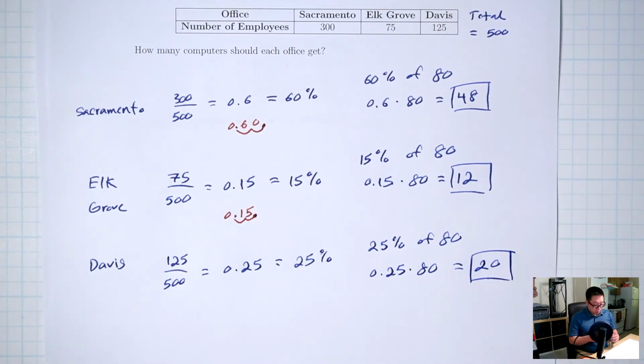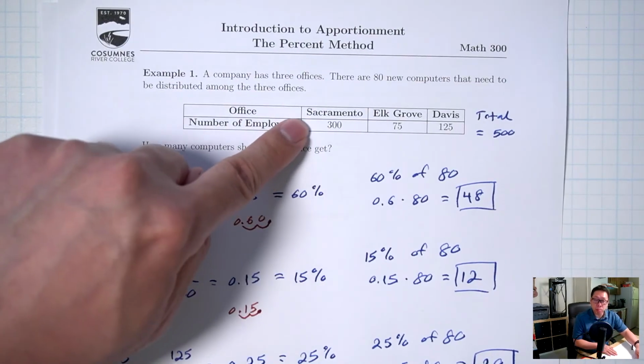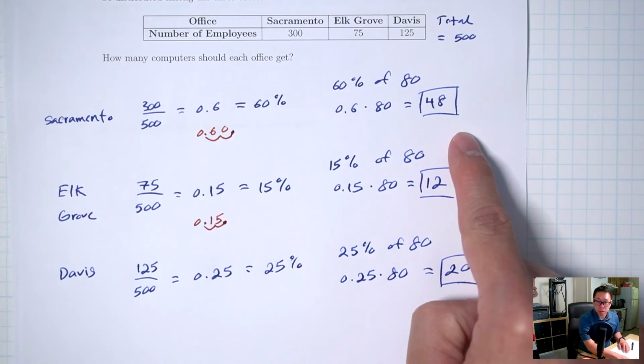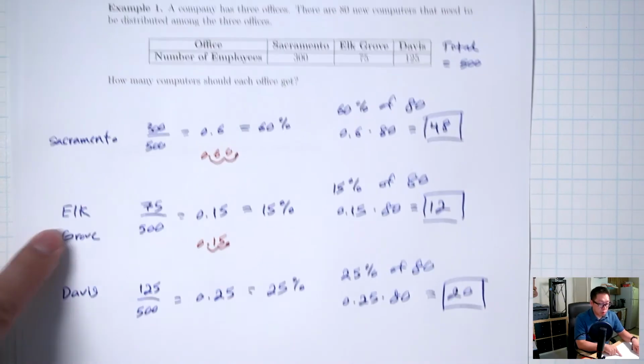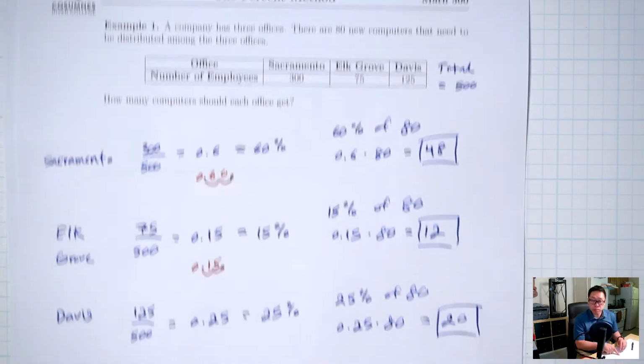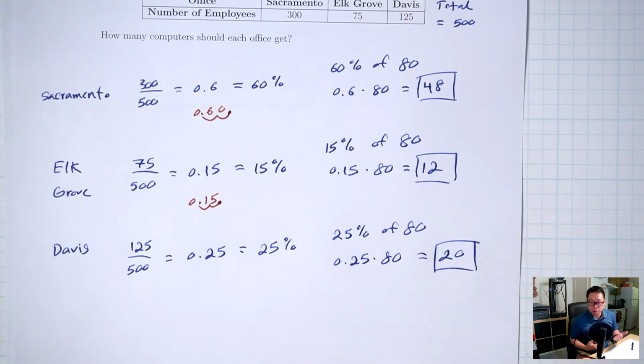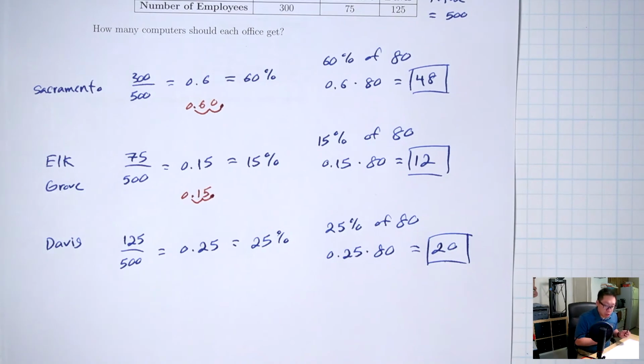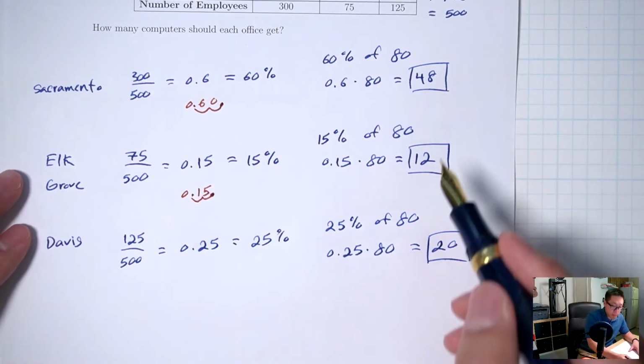And there you go. So we're saying Sacramento should get 48 computers, Elk Grove should get 12 computers, and Davis should get 20 computers. Okay, does this make sense? Sacramento has the most number of employees. They got the most number of computers. Elk Grove had the least number of employees. They got the least number of computers. Okay, that part makes sense. Just to double check, let's make sure that we used up all of the computers. So 48 plus 12 plus 20.